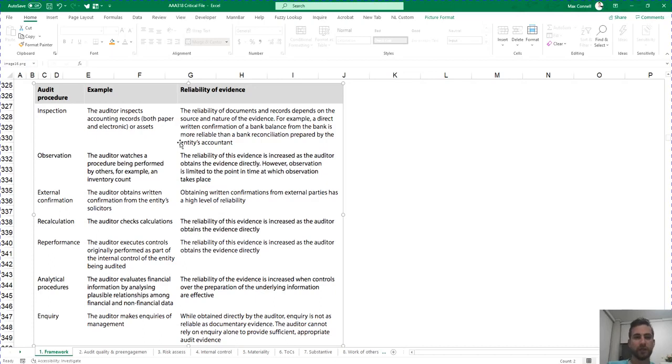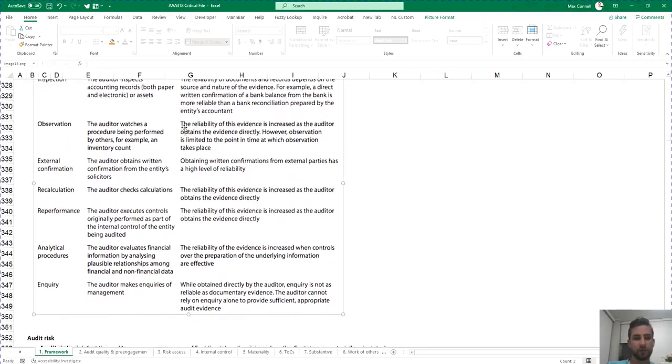So inspection. An example is an auditor inspecting accounting records, paper and electronic, or assets. Observation. The auditor watches a procedure being performed by others, for example, an inventory count. Number 3, external confirmation. Example, the auditor obtains written confirmation from the entity's solicitor, or it might be a bank confirmation to check that the bank account actually exists.